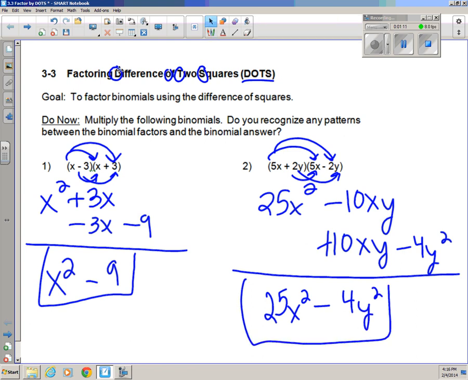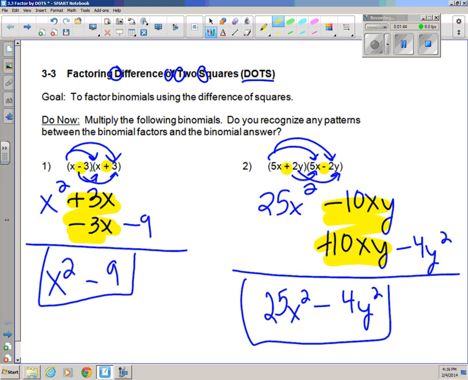Hopefully what you're noticing is both of these binomials to begin with are the exact same binomial, with the difference being one's minus and one's plus. So what basically happens is when you have the same binomials, with one being negative, one being positive, your middle term is always going to cancel out. These negative 10xy, positive 10xy, positive 3x, negative 3x, they're opposites. They're inverses of one another, and they cancel out.